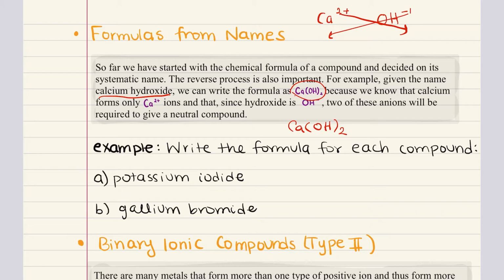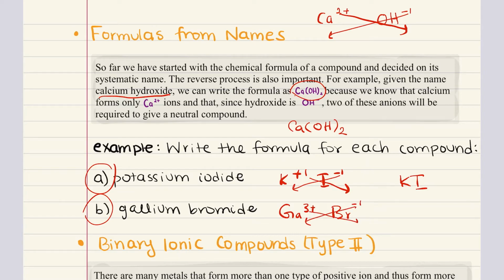A says potassium iodide. Potassium, that's K plus. Iodide is I minus. All right, we swap the charges to make sure we know how much of each atom we have. Potassium iodide is KI. Let's do the next one, gallium bromide. Gallium has a charge of 3 plus. Bromide has a charge of -1. Now we're going to swap-a-roo the charges. We get GaBr3. We're going to need 3 bromide ions to help compensate for the 3 plus charge from gallium to give us our neutral compound of gallium bromide.